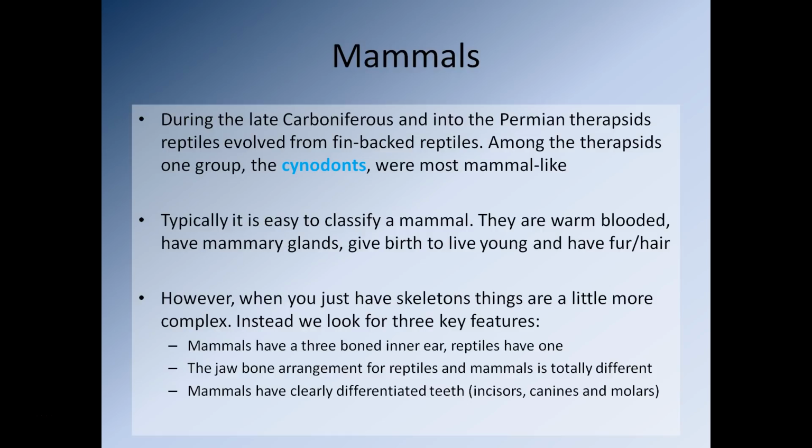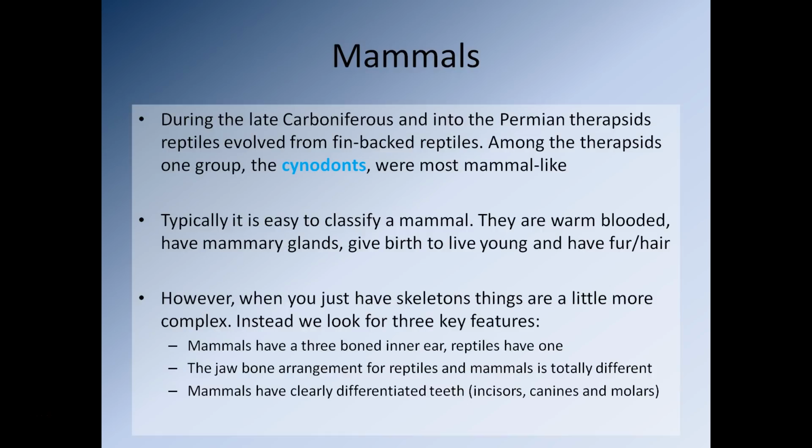Okay, so during the late Carboniferous and into the Permian, if you remember, we had a group of reptiles which were called the therapsids, and they evolved from the finback reptiles, which you remember were called the Pachycephalosaurs. So among the therapsids, remember these are mammalian-like reptiles, one group called the cycadonts became the most mammal-like, and they are eventually going to give rise to the mammals.